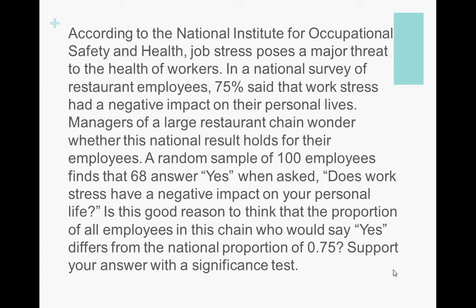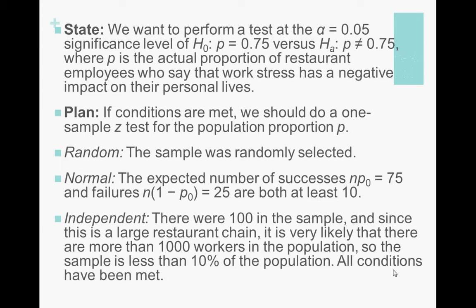We want to perform a test at the alpha equals 0.05 significance level of the null hypothesis p equals 0.75 versus the alternative hypothesis p does not equal 0.75, because we are doing a two-sided test. Now we define p, where p is the actual proportion of restaurant employees who say that work stress has a negative impact on their personal lives.